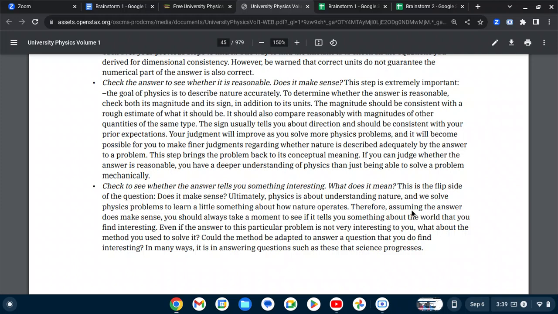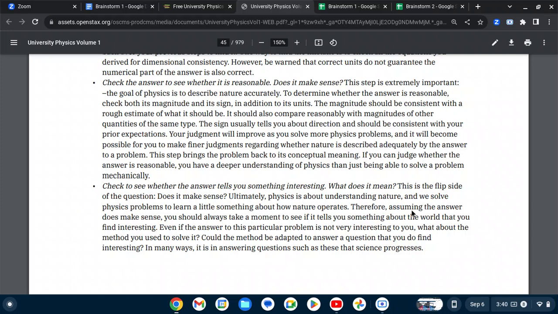Check to see whether the answer tells you something interesting. What does it mean? This is the flip side of the question, does it make sense? Ultimately, physics is about understanding nature, and we solve physics problems to learn a little something about how nature operates. Therefore, assuming the answer does make sense, you should always take a moment to see if it tells you something about the world that you find interesting.